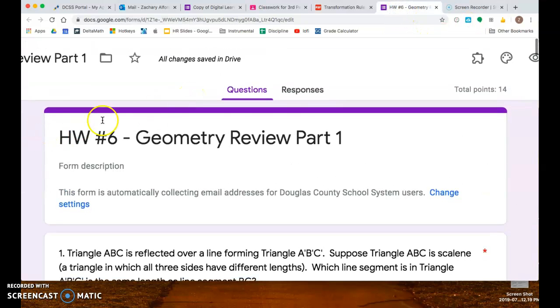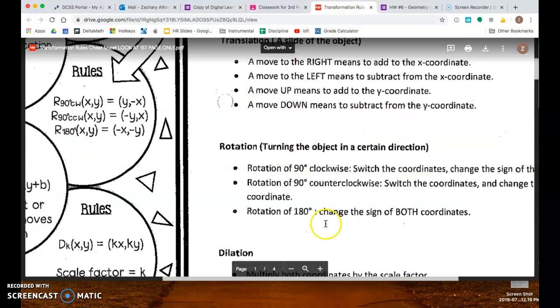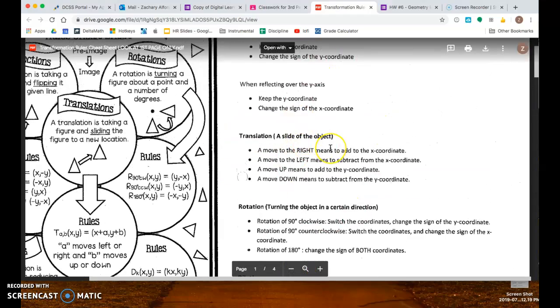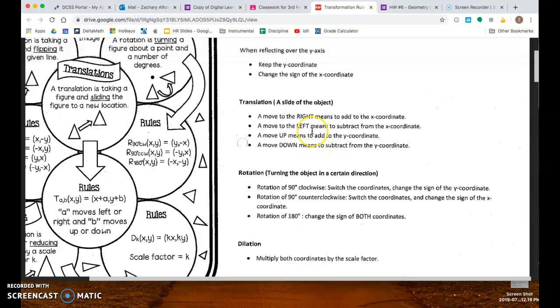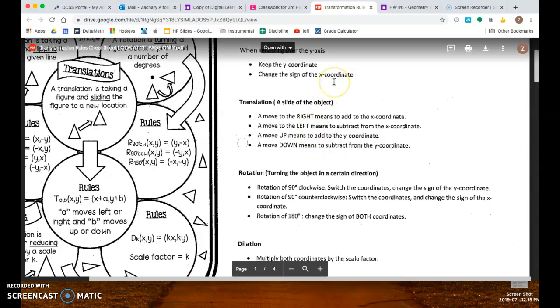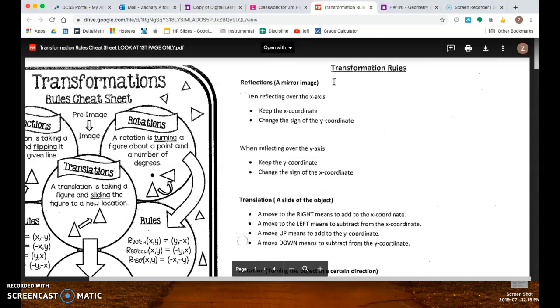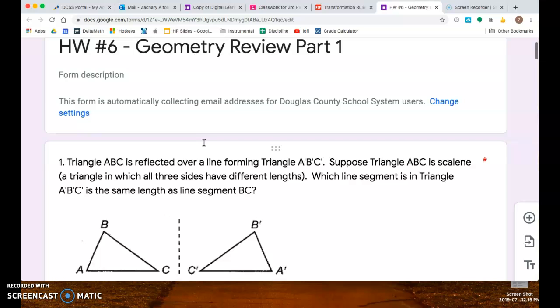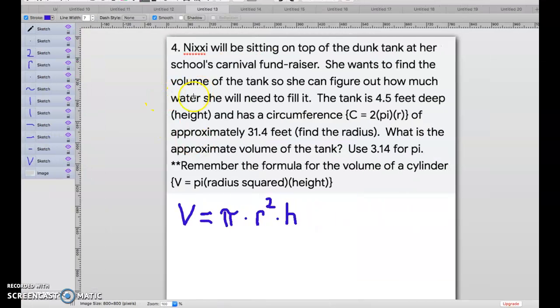So this is your homework that you are supposed to do. Of course, this document will help, and I would strongly recommend that you read the right side of the first page of this document just to reacquaint yourself with how all the different transformations work. Let's see. I will help you with some of these problems.